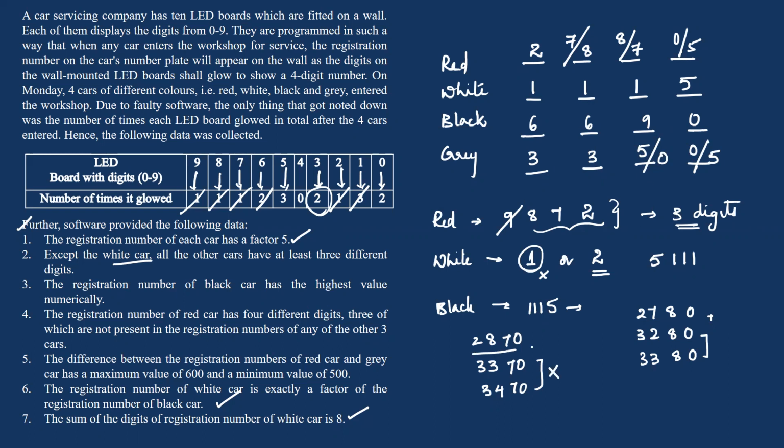Okay. So this number cannot be 2870 because this number should be less than 3370. So the number here is 2780. Okay, so you have 10 here, 10 here. So 2 zeros were being used, 1 5 here, 1 5 here, 2 5s. So you are left with one more 5, and that will be here. So these are the registration numbers of these 4 cars. And this completes the set.